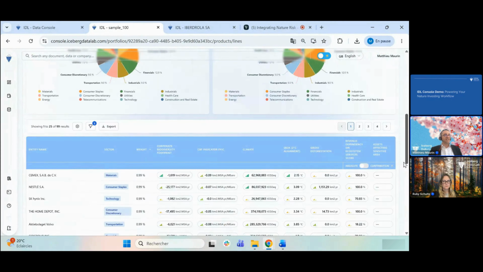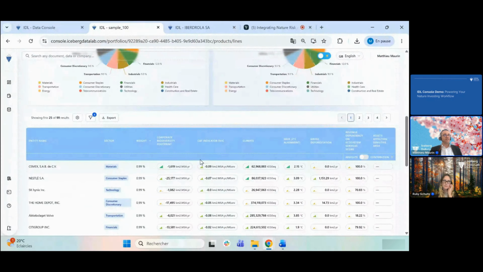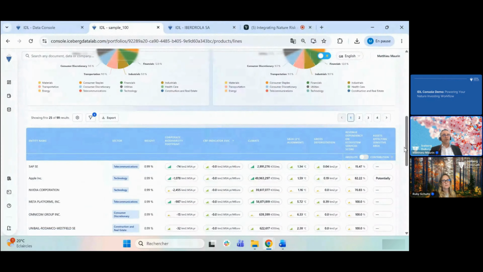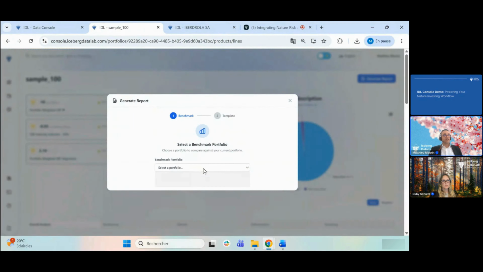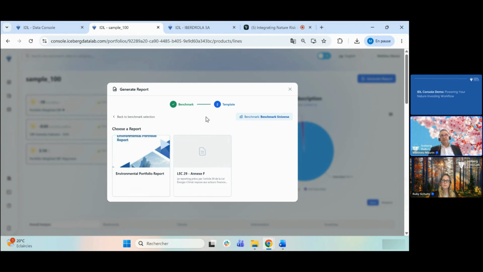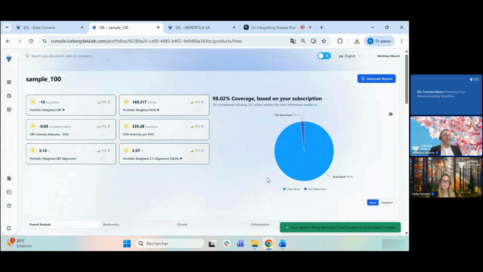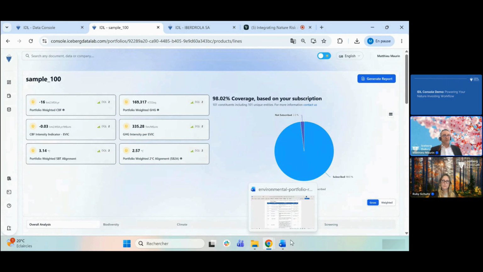Last, I would say a basic use, beyond identifying the most exposed constituents and ranking them alongside their intensity or their scores, is to produce reporting. If you have limited resources, but you want, for instance, to be in a capacity to provide an LP or an asset owner portfolio reporting, we have templates that are specific to regulation, like the French LEC 29 or the UK SDR, and then you may generate a portfolio which arrives automatically in your mailbox.